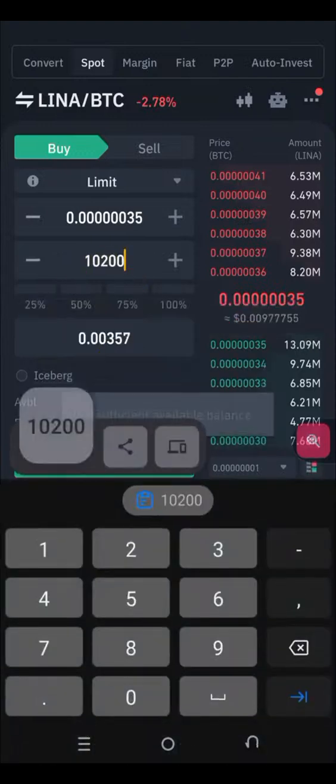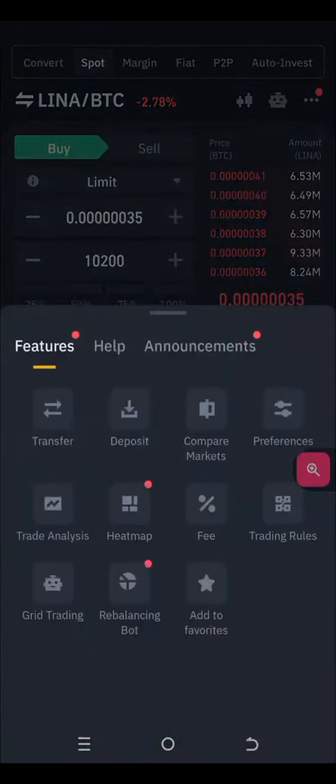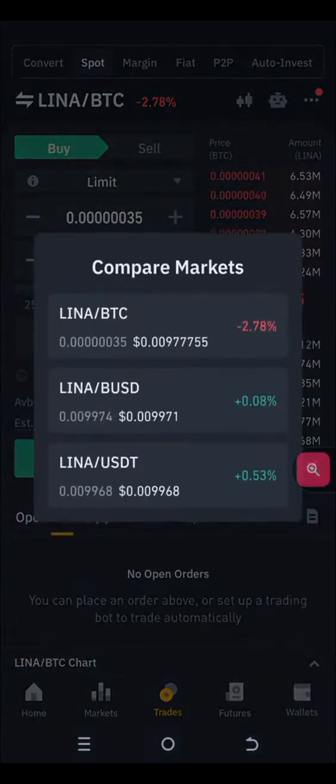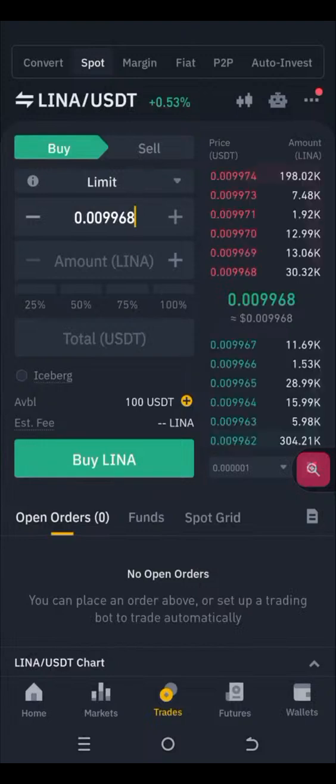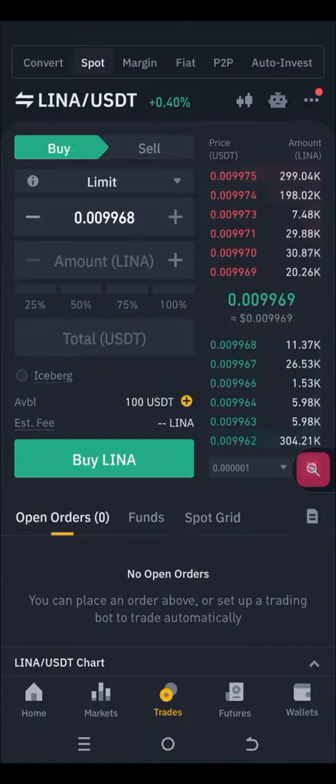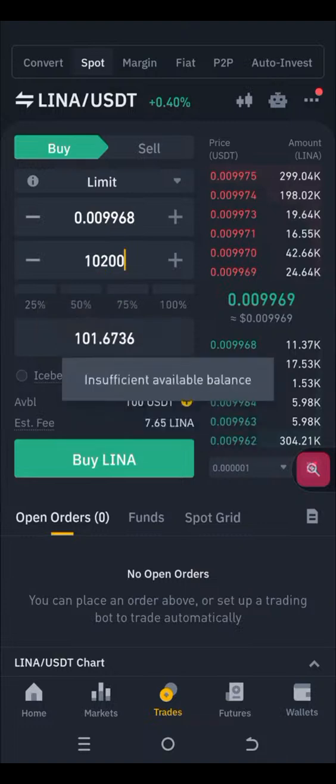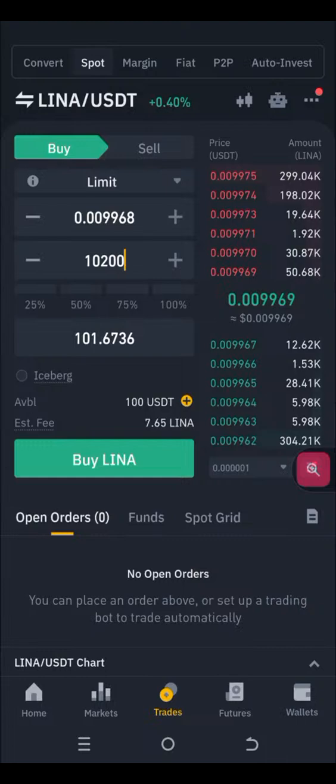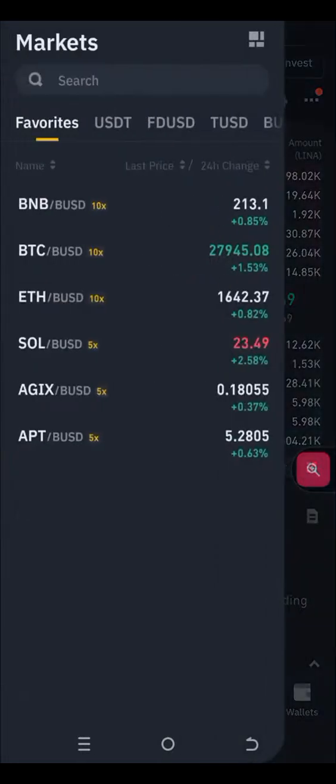Let's copy that and quickly go and see how much this will give us in Lena USDT. I hope this is going to work, right? By the way, this is triangular arbitrage. Okay, let's go ahead and see this. So I'm just going to put this in here and see. Oh, $1.67. Not bad at all. 1.67%. Let's go.